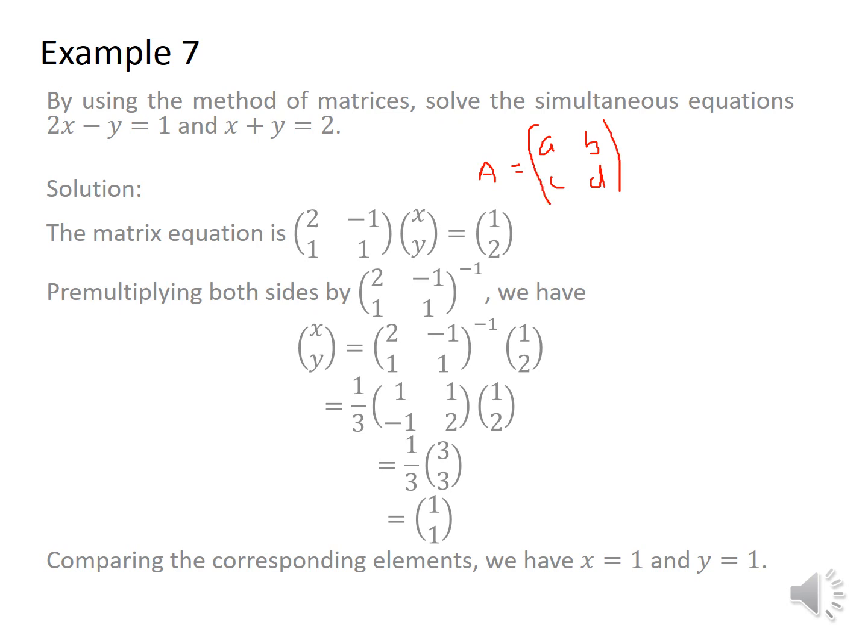So the inverse matrix of A is 1 over AD minus BC, times the matrix D, negative B, negative C, A. So we use this formula straight away, and we get the inverse matrix for a 2 by 2 matrix. And we multiply, we solve, and we will get the x value and also the y value.